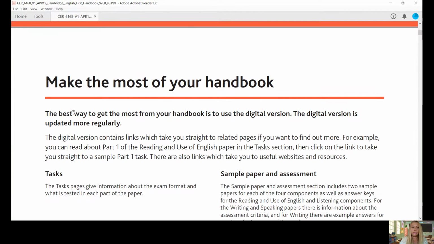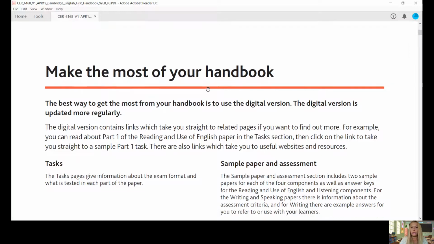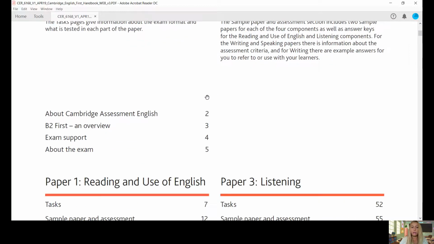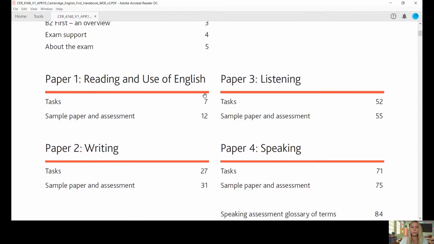Make the most of your handbook. It says here, the best way to get most from your handbook is to use the digital version. The digital version is updated more regularly. Okay, so I am not going to read all of this because I want you to read it. We are just going to focus here on the most important parts just to understand what you need to do when you do this test. So today we will focus on paper 1, reading and use of English. That's our focus for today, okay?